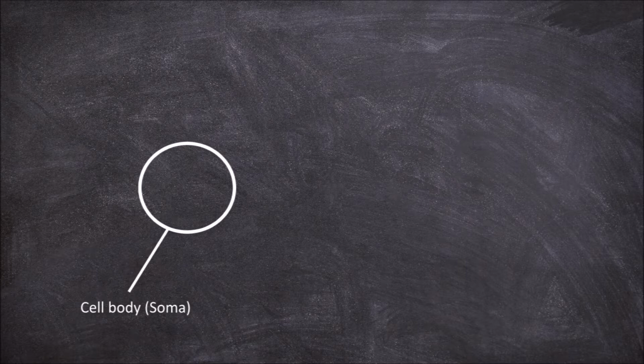The cell body houses the main components typical of all animal cells, such as the nucleus, rough and smooth endoplasmic reticulum, Golgi apparatus, mitochondria, ribosomes, and microtubules. Off from the cell body, there are two kinds of processes or extensions.